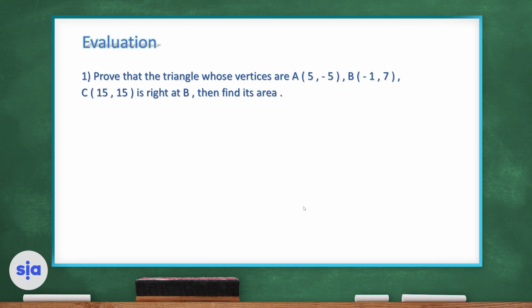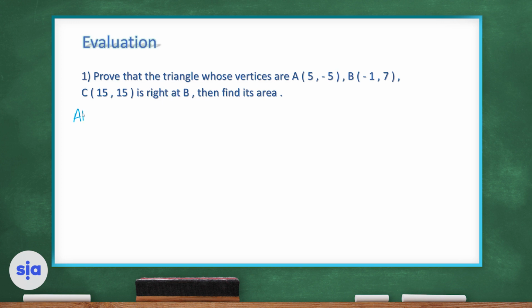First question says, prove that the triangle whose vertices are A, 5 and negative 5, B, negative 1 and 7, and C, 15 and 15, is a right triangle at B. Then find its area. Let's now get the length of sides AB, BC, and AC.